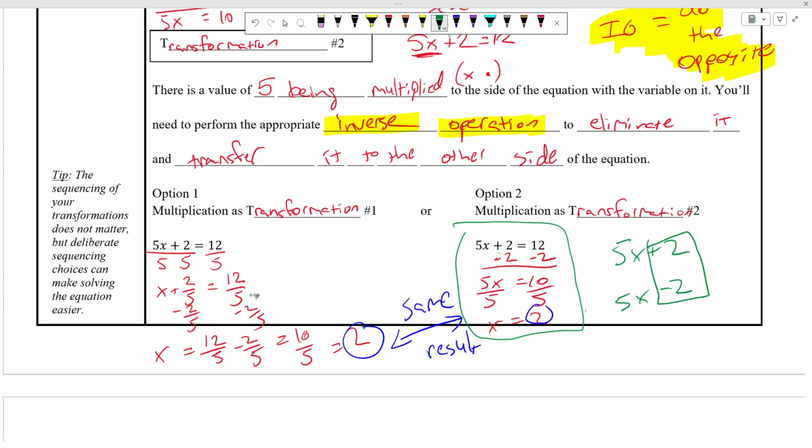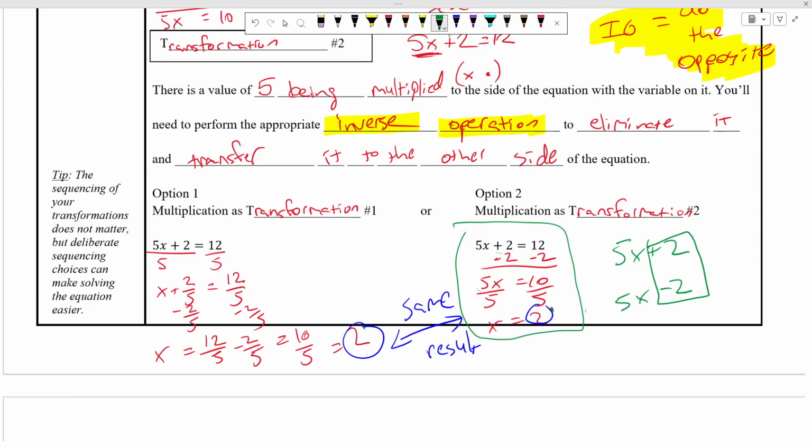If you aren't careful, you can potentially not divide everything by 5, in which case you would get x, and then plus 2 equals 12 over 5. That's completely different. That would get you a completely different answer. And I see that often. So to potentially avoid some pitfalls, mistakes, and complications, it's easier to visualize dividing one term on this side.